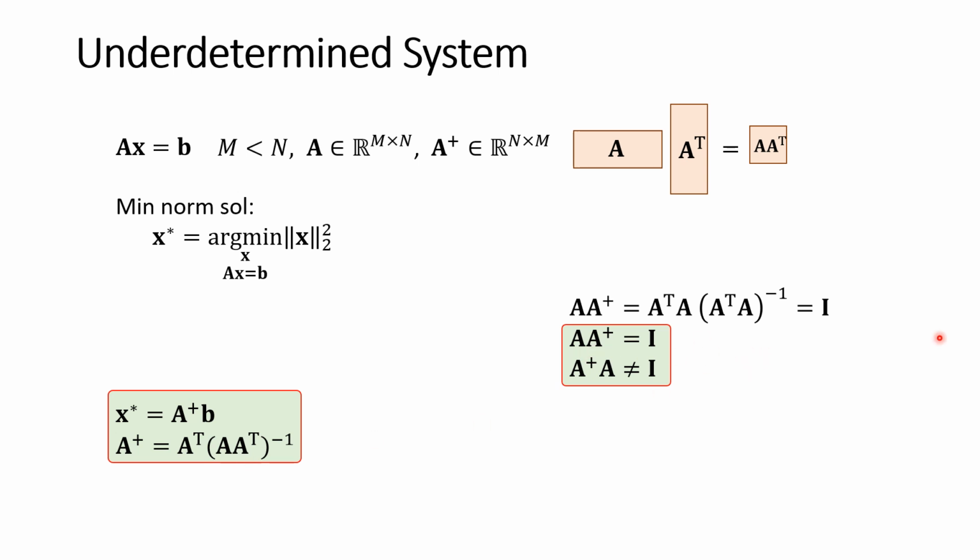And it can be shown that A A pseudo-inverse is the identity matrix. But A pseudo-inverse A can never be the identity matrix because A pseudo-inverse A is not even of full rank.